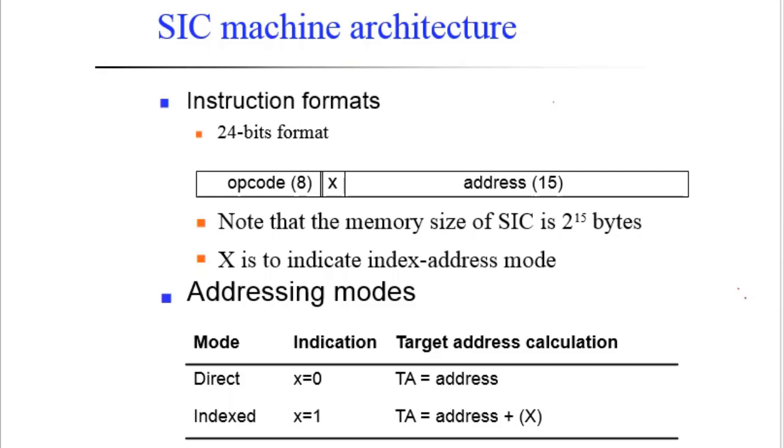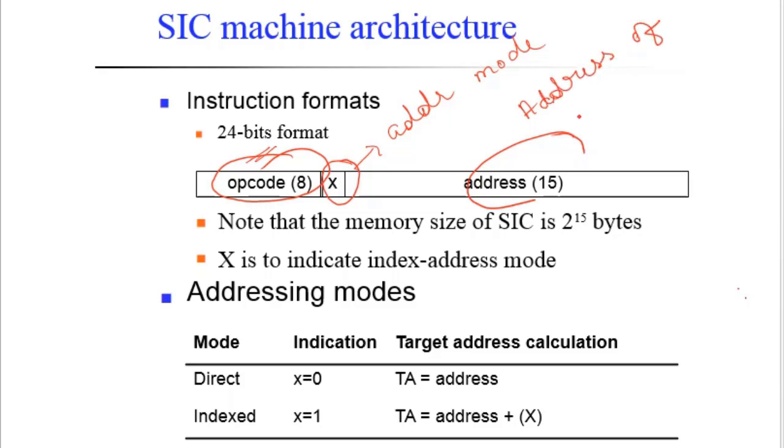All instructions in SIC are 24 bits in size. All the instructions are of the same size. How does this 24-bit format look? It will have 8 bits of opcode, 1 bit which will specify the addressing mode, and 15 bits for specifying the address of the operand which is present in memory.